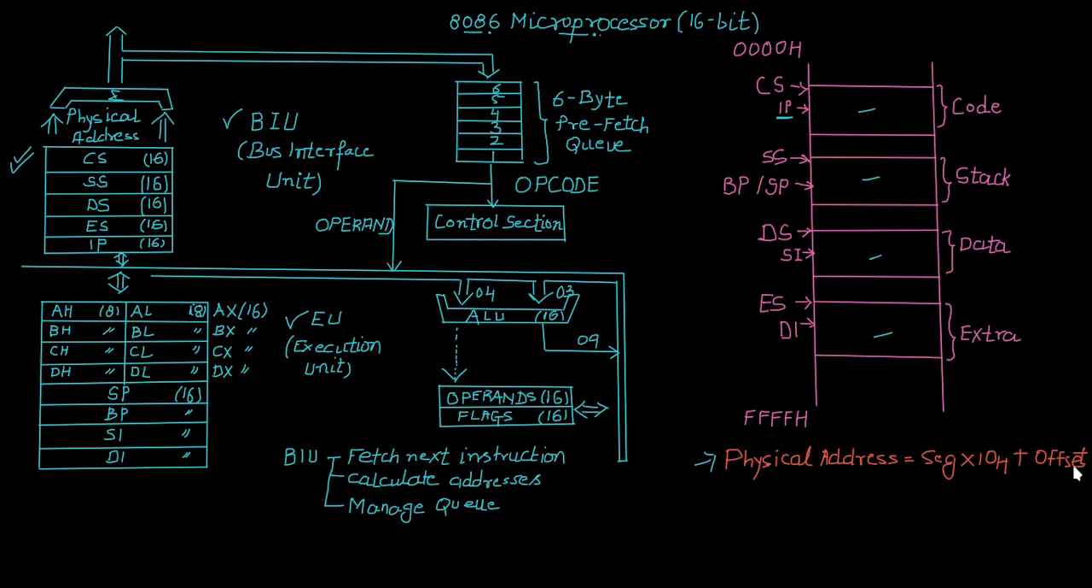So if you have the offset address and the segment address, you can obviously calculate the physical address of any instruction. So you can see this circuit here. I've already told that it is used to do some calculations, and in the BIU, the bus interface unit, it calculates the addresses, or I should say the physical addresses. So we have discussed the physical address. So let me just give you an example of how to calculate a physical address.